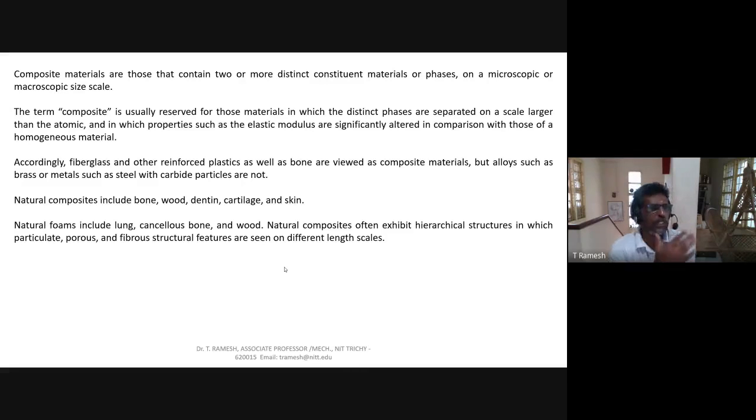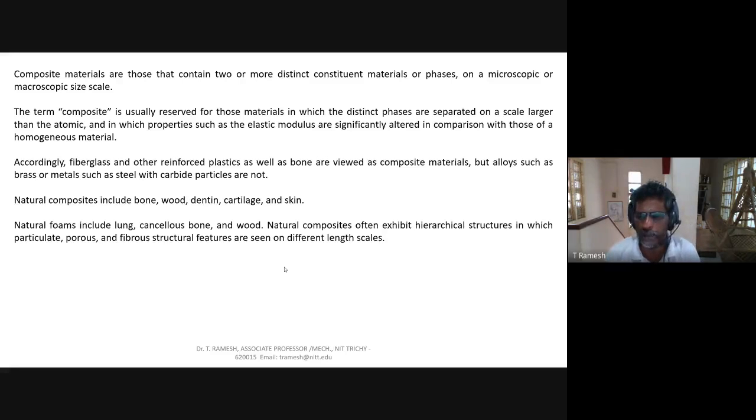A metal is homogeneous in nature, but a composite is not. Accordingly, fiberglass and other reinforced plastics, as well as bone, are viewed as composite materials, but alloys such as brass, or metal with carbide particles, are not. Natural composites include bone, wood, dentin, cartilage, and skin. Natural foams include lung, cancellous bone, and wood.